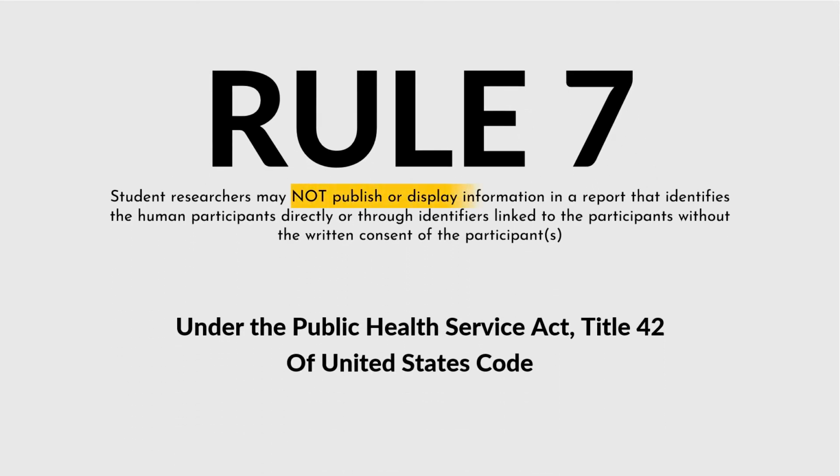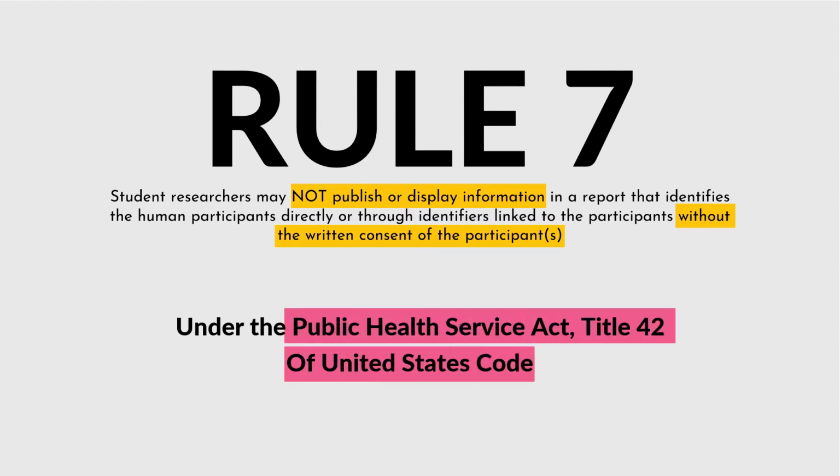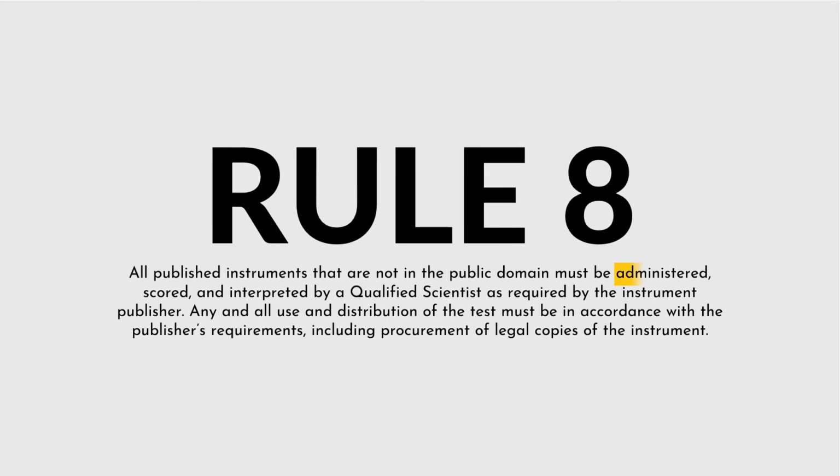So let us now proceed to rule number 7, which states that without the written approval of the participant, student researchers may not publish or exhibit material and information. This is under the Public Health Service Act Title 42 of United States Code. Next is rule number 8. In accordance with the instrument publisher requirements, all published instruments that are not in the public domain must be administered, scored, and interpreted by a qualified scientist.